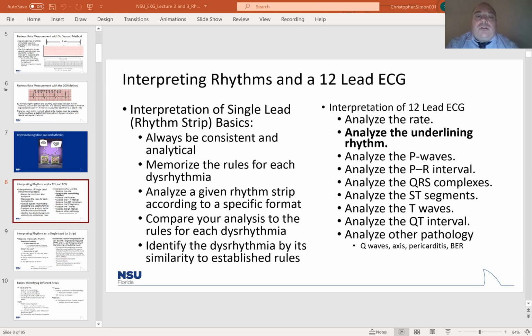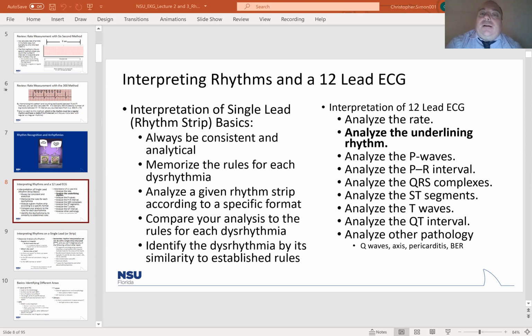As you can see on the screen here, it says interpreting rhythms in a 12 lead EKG. We haven't really gotten into 12 leads yet, and that's okay. We're going to get there one thing at a time. Let's start with one lead before we get to 12 leads, right? Like it says, be consistent, be analytical. Absolutely. You've got to memorize the rules for each arrhythmia. You'll hear the terms dysrhythmia and arrhythmia. They really mean the same thing. They're used interchangeably, so don't get hung up on that.